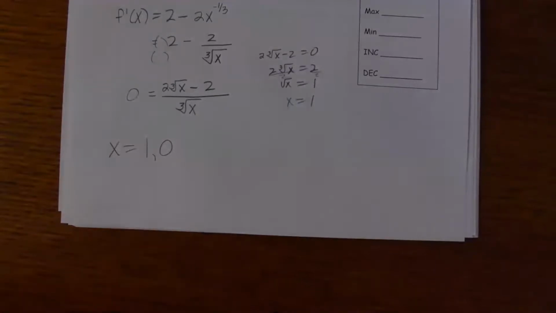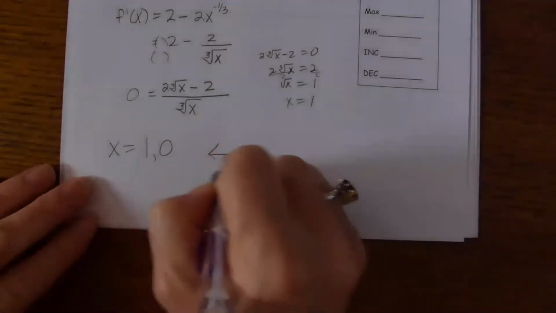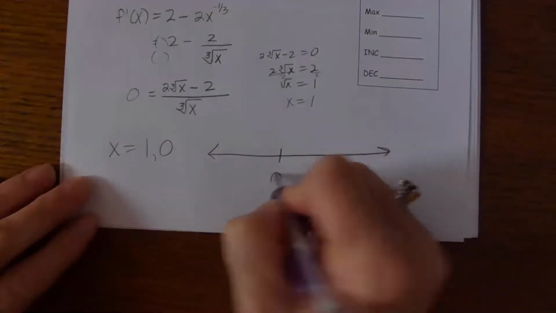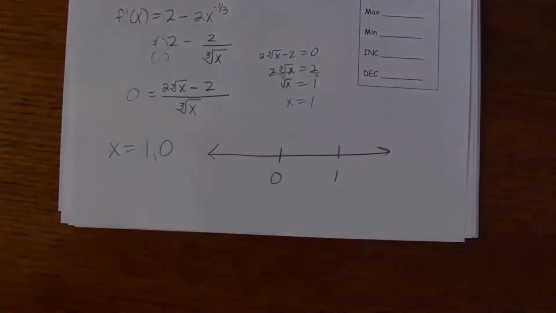We have to set up a sign chart. So we have 0 and 1. Now, are signs going to alternate?